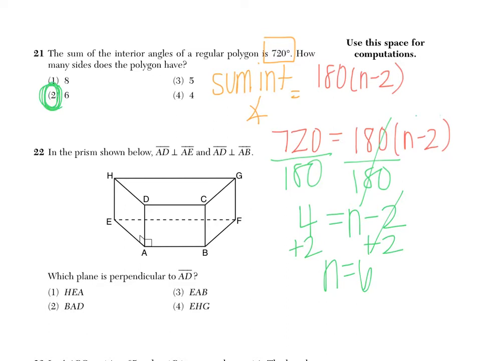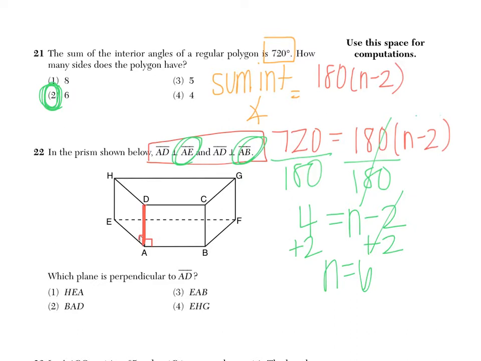Number 22 says, in the prism shown below, AD is perpendicular to AE and AD is perpendicular to AB. Which plane is perpendicular to AD? So here's AD. I'm going to keep this highlighted in red. We're looking for one that's perpendicular to it, meaning that it has to use the fact that we have perpendicular segments, which again means that we need to have segments containing either AE or AB. We need to have planes containing those two.